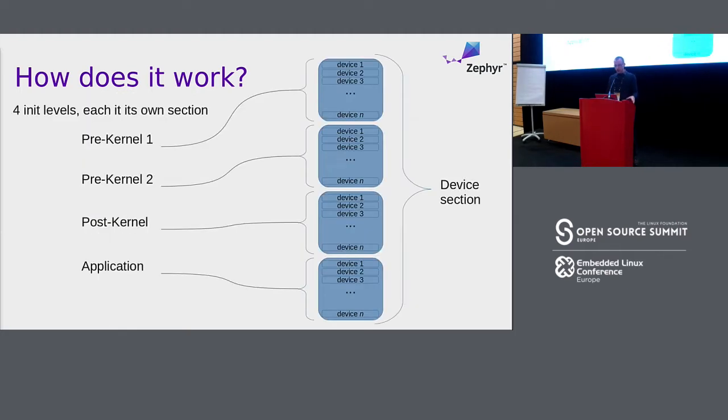And in reality, you have, in fact, four init levels. That's another part of it. And these four init levels actually create four specific sections. All of these are a subsection of the device sections, pre-ordered, obviously. And you have pre-kernel 1 and pre-kernel 2, and the post-kernel and application. They are kind of self-documented. Obviously, the pre-kernel ones are initialized before the post-kernel, and the post-kernel before the application at the end.